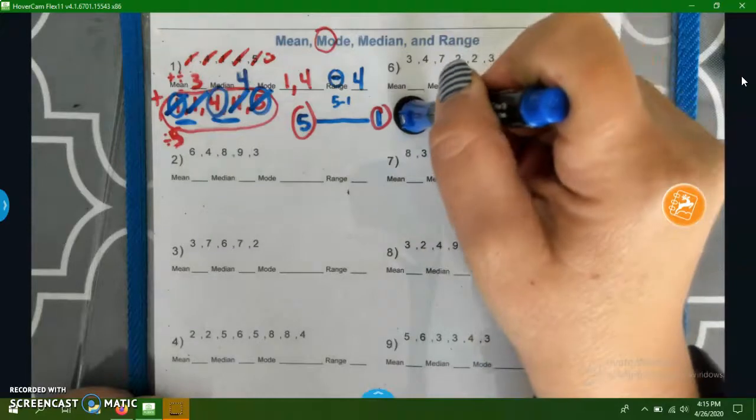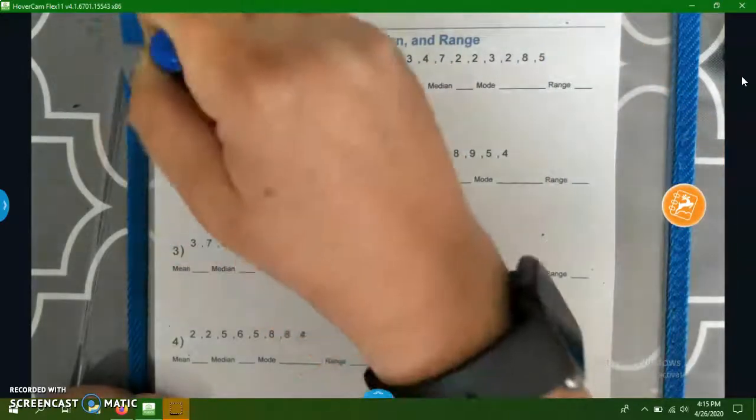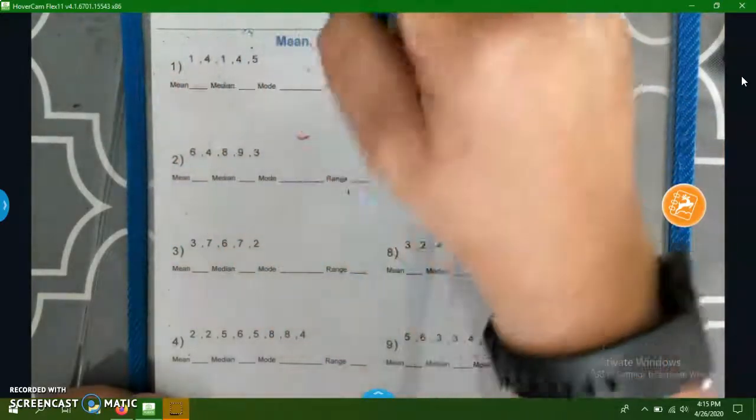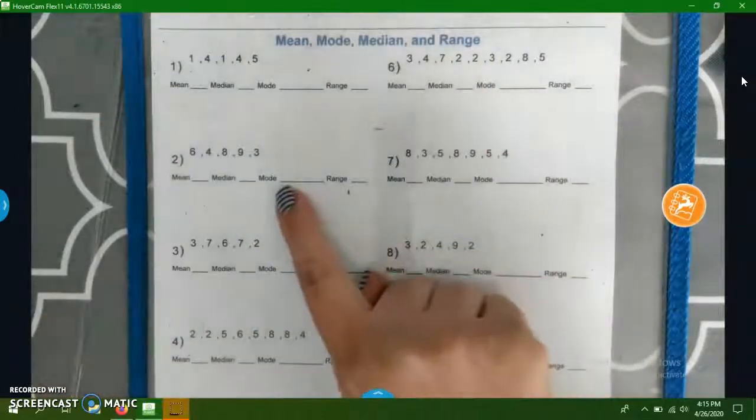Alright, I'm going to erase all of this so that it doesn't get too messy on our paper, and we're going to jump down to number 2.